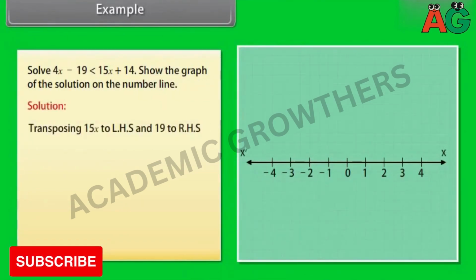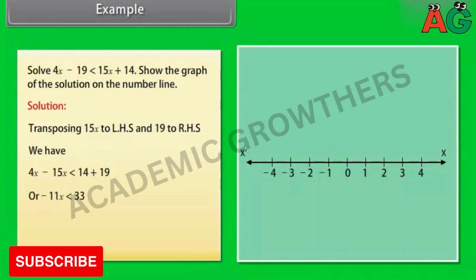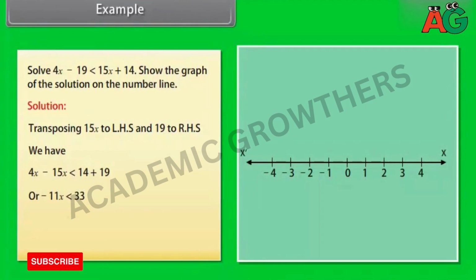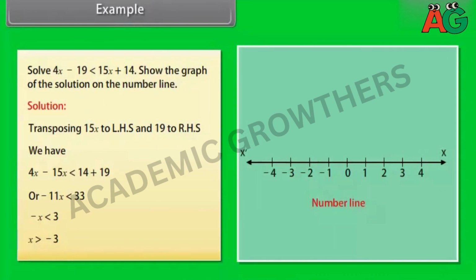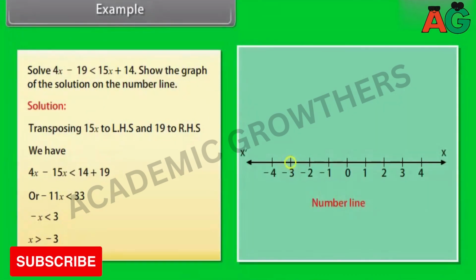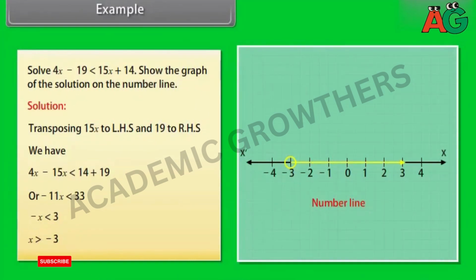Solution. Transposing 15x to LHS and 19 to RHS, we have 4x minus 15x is less than 14 plus 19, or minus 11x is less than 33. Minus x is less than 3. x is greater than minus 3. This inequality is shown on a number line. First, we draw an open circle because x is not equal to minus 3, and an arrow to the right because we want values greater than minus 3.